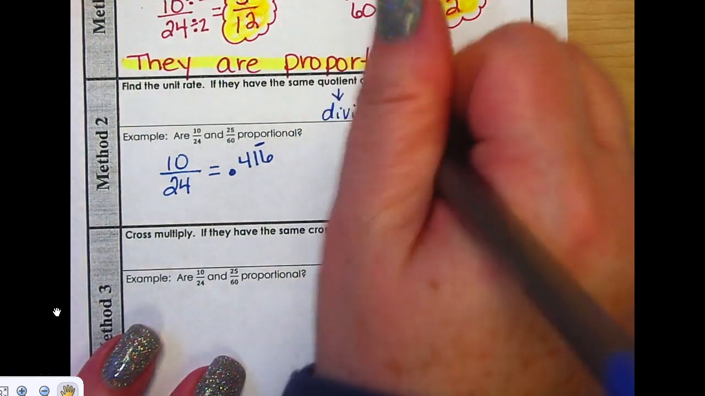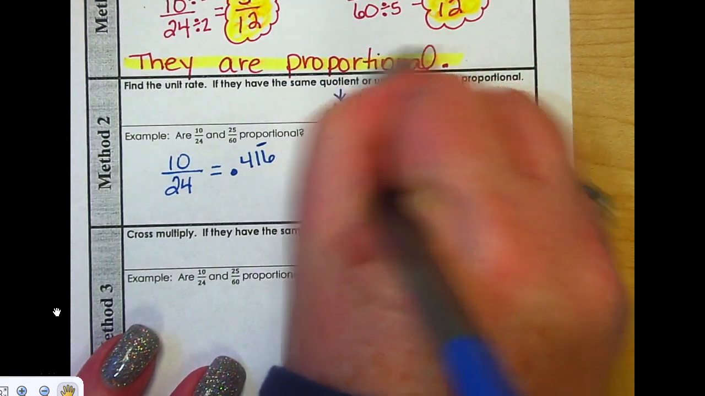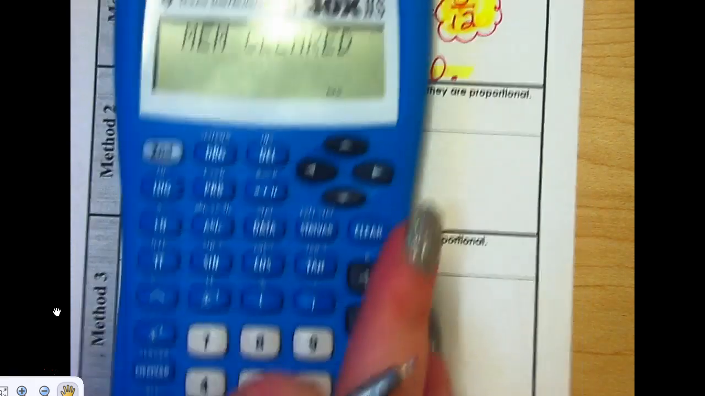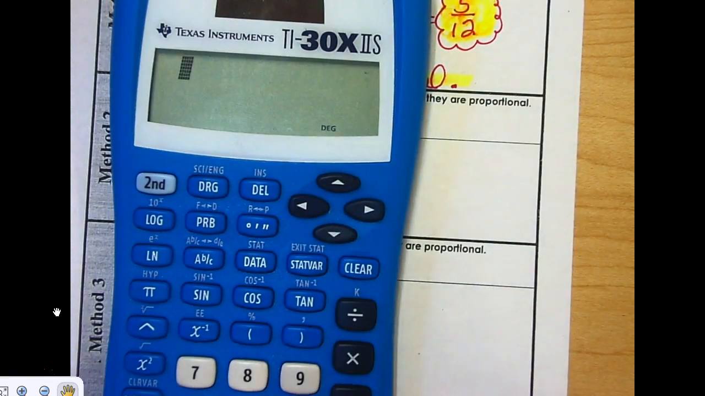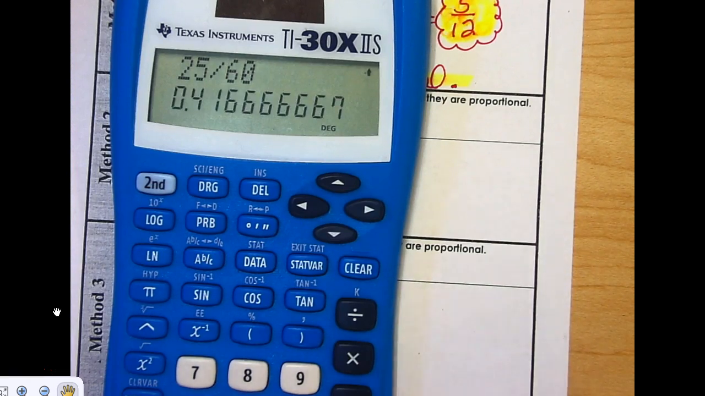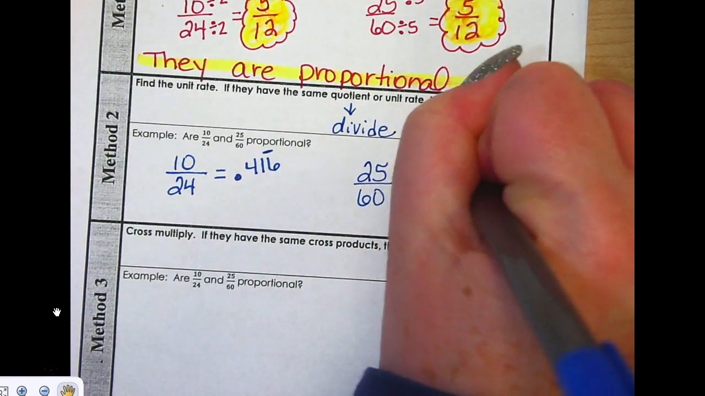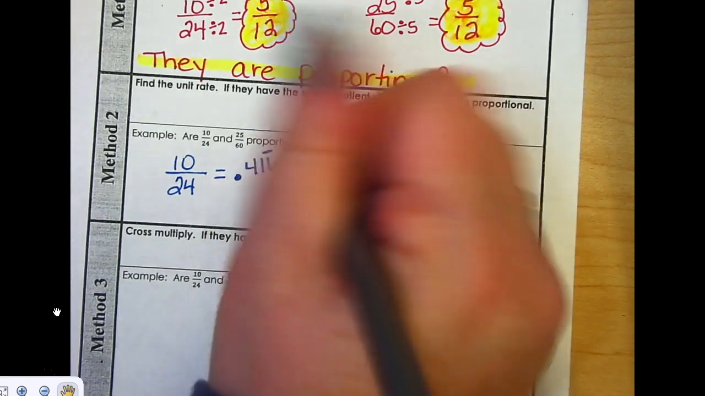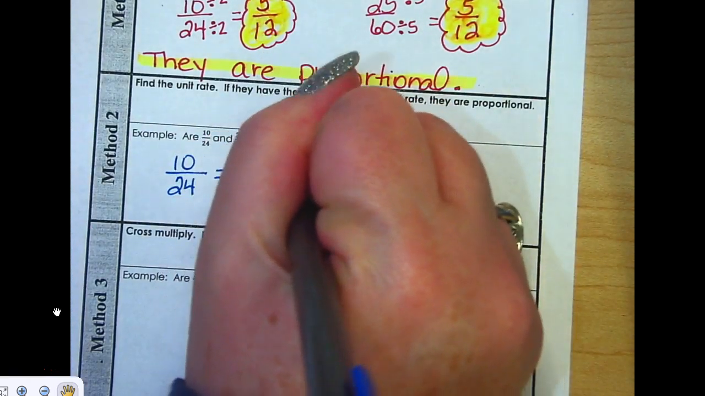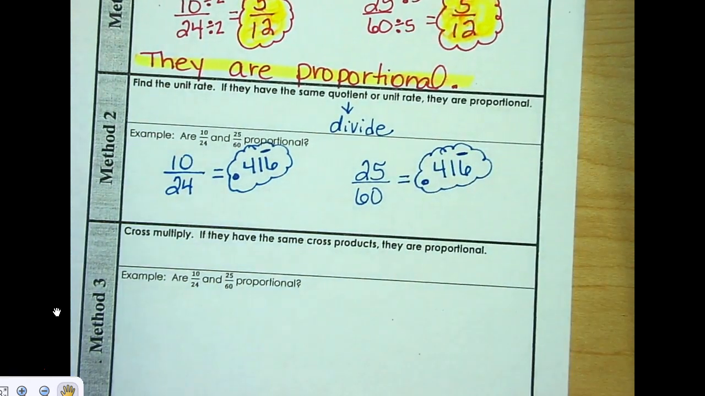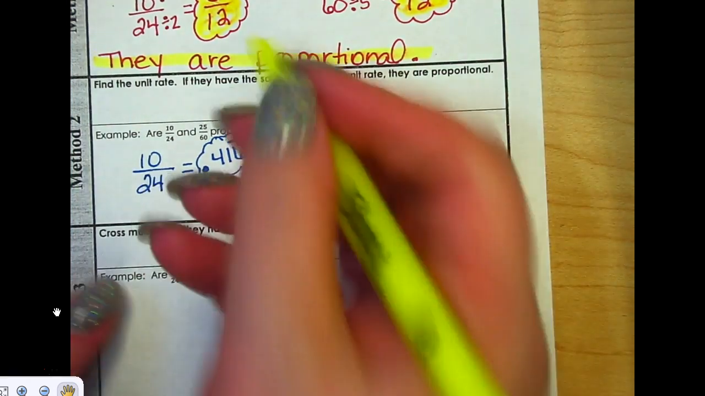All right, and then now we are going to say 25 divided by 60. And we're going to do that same math. They should be proportional because they were up at the top, right? So it was 25 divided by 60. And we get, is that the exact same number? Yes. Decimal 416 repeating. So what would our statement be? They are proportional. That is method 2 to divide. If you get the exact same number, they are proportional.